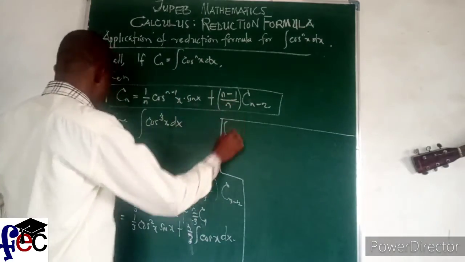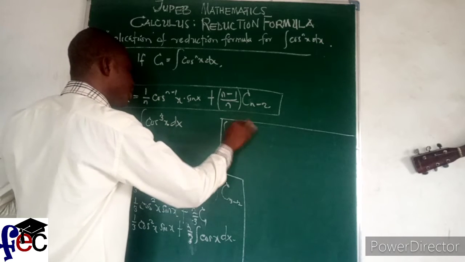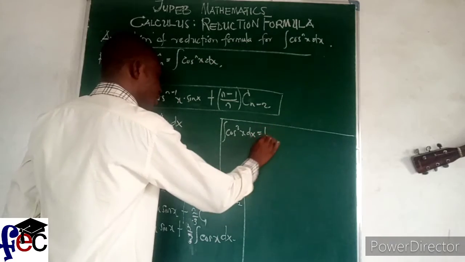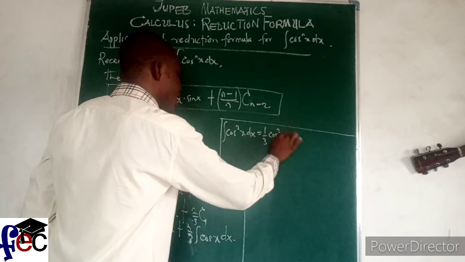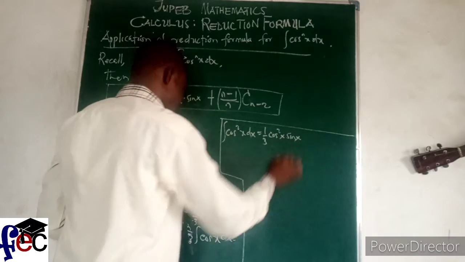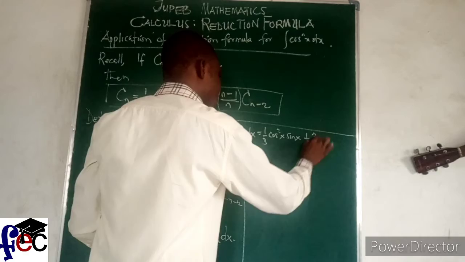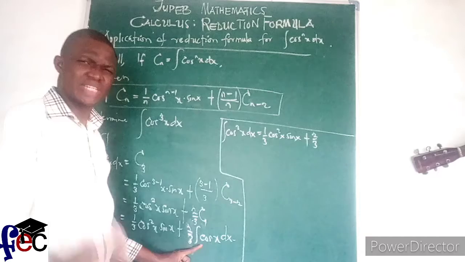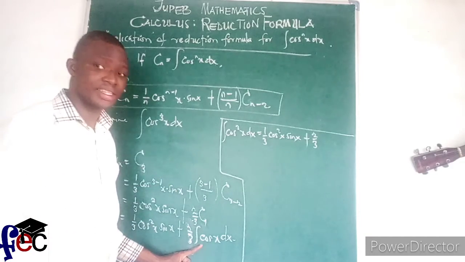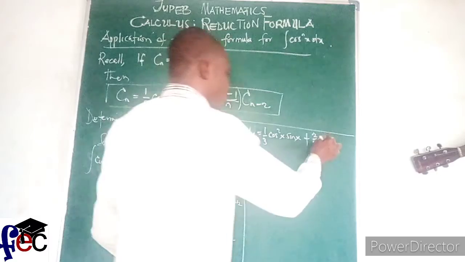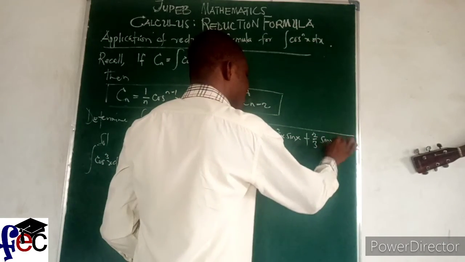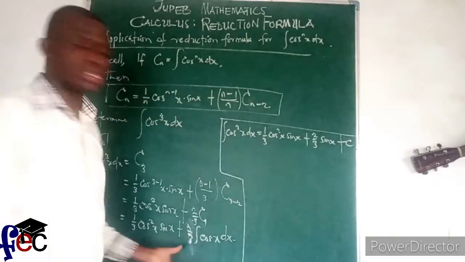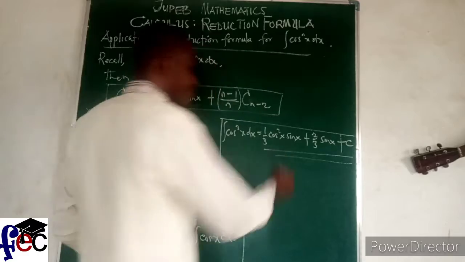That means the integral of cos 3x dx will become 1 over 3 cos square x sine x plus 2 over 3. Now integrate cos x. What will you differentiate that will give you cos x? That's sine x, the integral of cos x. So this will be sine x, then plus a constant of integration. That is the expression that you are looking for. It's as easy as that.